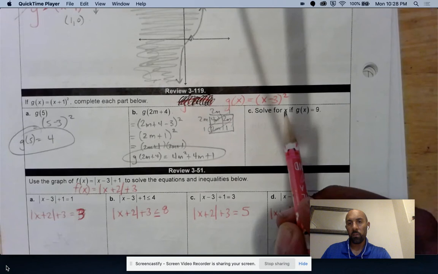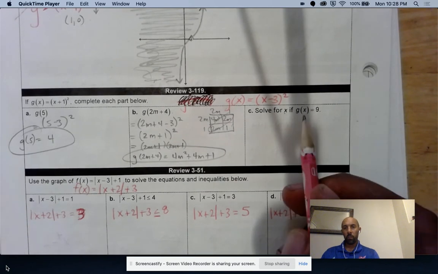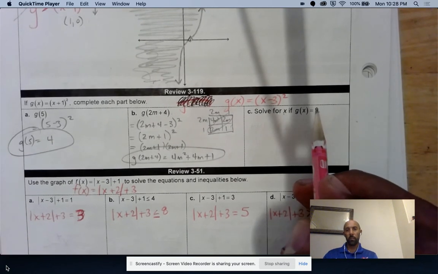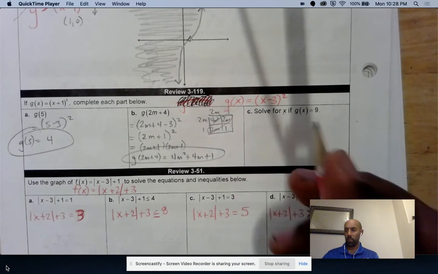All right, so now here, solve for x if g of x equals 9. Okay, so that means I'm going to plug in that 9 there.